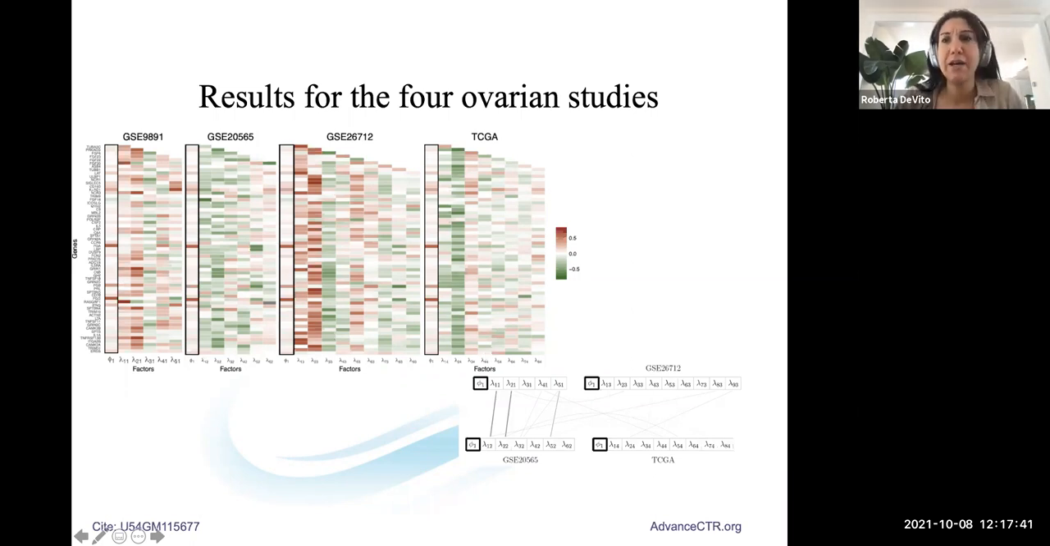I performed a gene set enrichment analysis to see if this common factor is significantly enriched in a known biological pathway. And this common factor is significantly enriched in the innate immune system, which is a very well-known pathway for cancer.